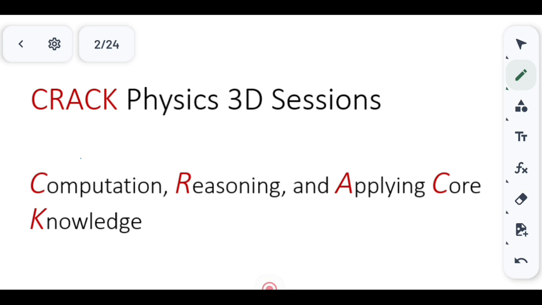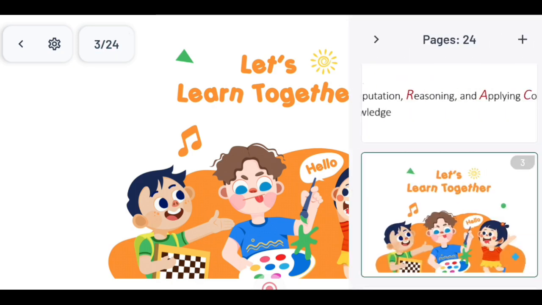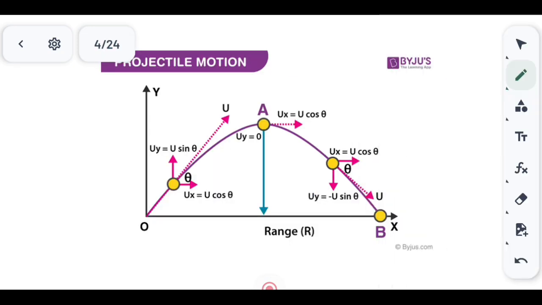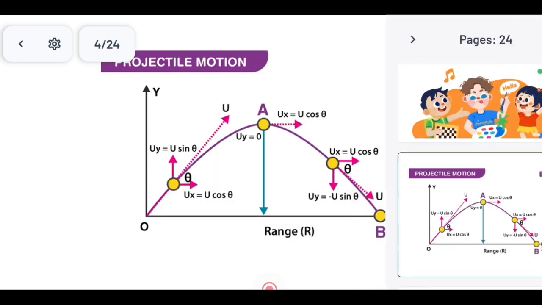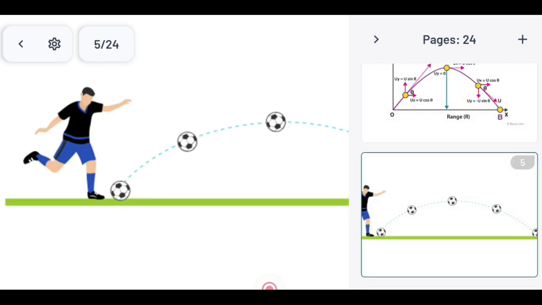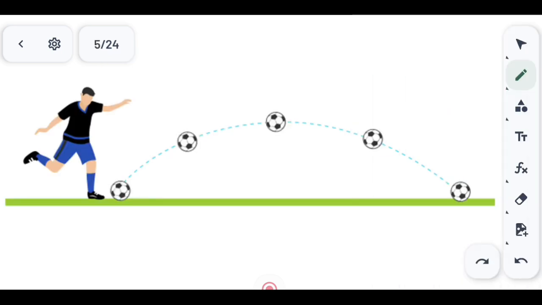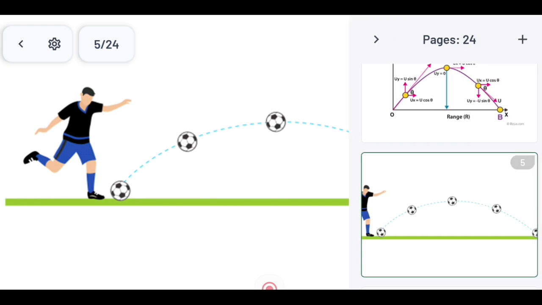Today we are conducting Crack Physics Sessions to cover and broaden the essential topics, if not the essential topic, at least to advance the lessons in physics. And in this session, we will be learning projectile motion. Again, projectile motion. Before we start, I have here images that you need to observe.